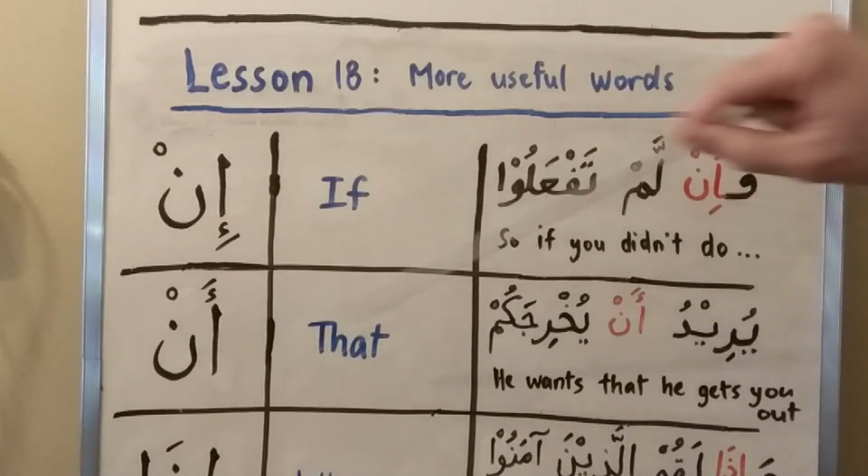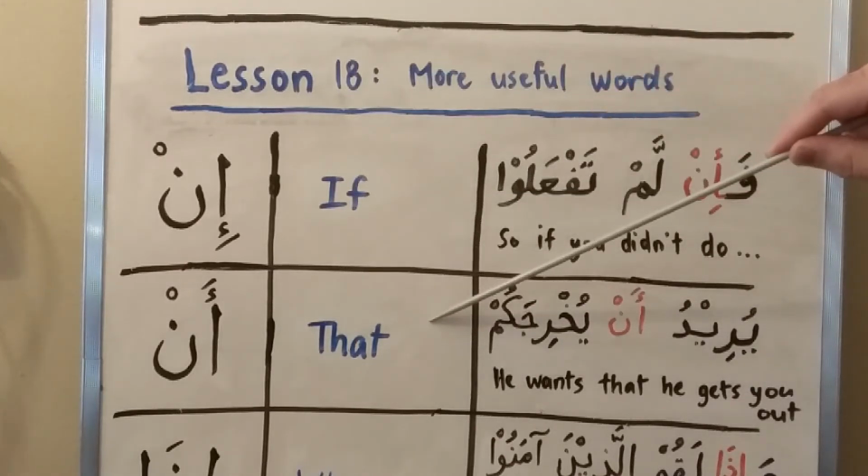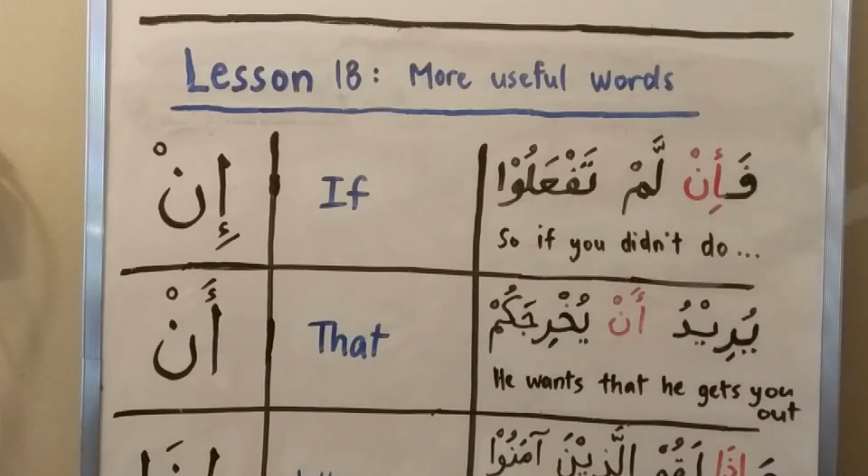An, on the other hand, can mean that. Now, an is one of those kind of fillerish words. You have to be sometimes a bit creative with how you translate it, but a general choice you could use is that. An example would be يُرِيدُ أَن يُخْرِجَكُمْ. He wants that he gets you out. Okay? We don't in English usually say he wants that he gets you, but in Arabic sometimes you use words to fill in like this. Okay, so just keep an eye out for that one.